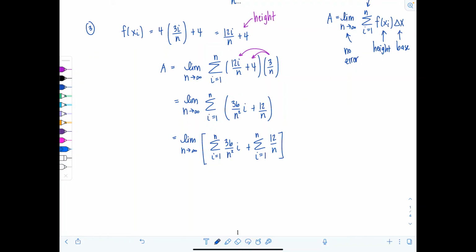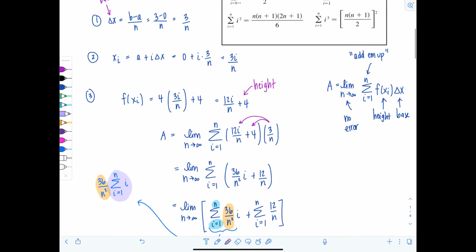Notice here, I can rewrite this off to the side. We're summing over i, okay? So 36 over n squared is a constant. I can take it out of the sigma, and then you have the sum from i equals 1 to n and just i left over, right? You see what I did? I just pulled this outside in the front. And then we have a summation formula up above for what the sum is from i equals 1 to n.